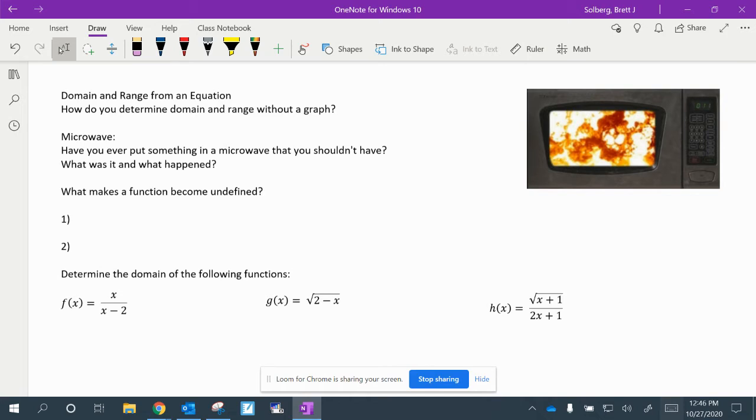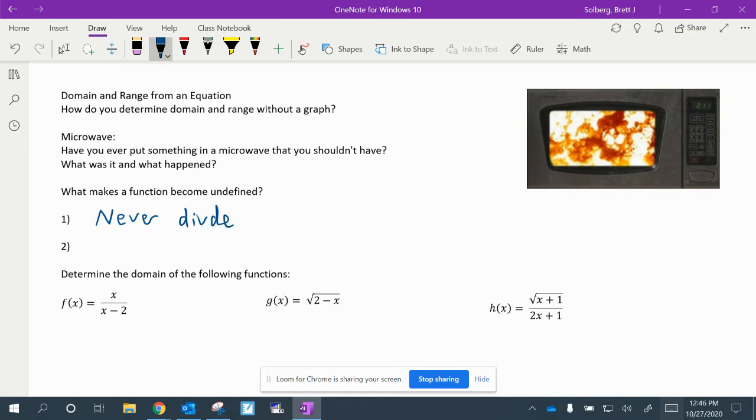The same is going to be with functions. Functions are great, and functions are like machines, like a microwave. There's all sorts of things that we can plug into them, but there are two things that we should never do with our functions. These are things that make our functions become undefined. So that's why we never do that. Number one is we never want to divide by 0.